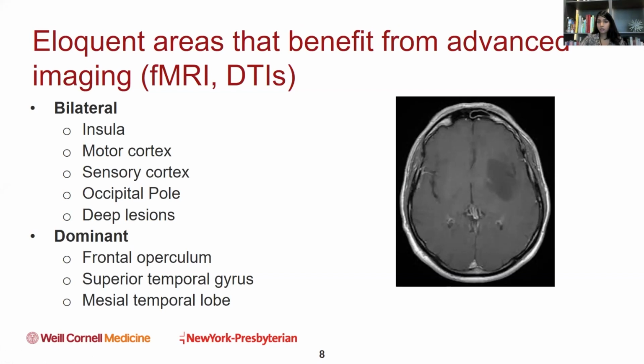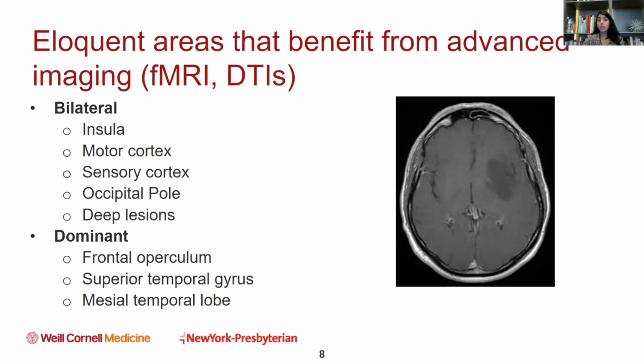So fMRIs are functional MRIs. Those are MRIs that we do while people are awake and talking, and we ask them to name objects or squeeze a ball, and we see as they're doing things what areas of the brain are lighting up. So we actually get a real-time map of where the function in their brain is. And that can be particularly helpful for patients with tumors that push away normal function into areas that you may not expect. Diffusion tensor imaging, or DTI, is a really amazing technology that we have where we can use the MRI to actually extrapolate the white matter tract.